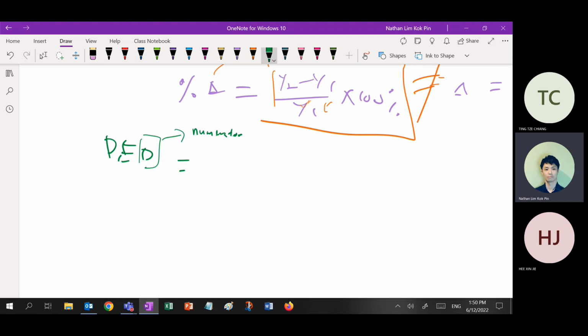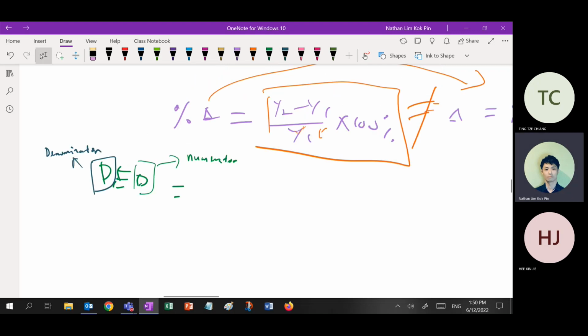Whatever letter is in front is in the denominator, and whatever is behind the E is always the numerator. So PED shows the percentage change in quantity demanded over the percentage change in price. Make sense?